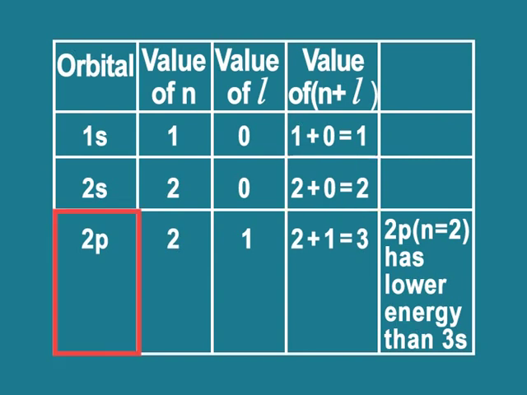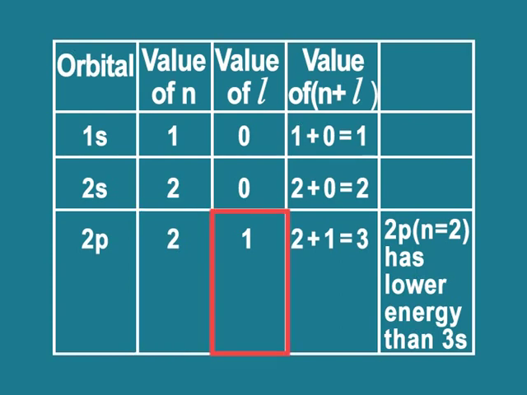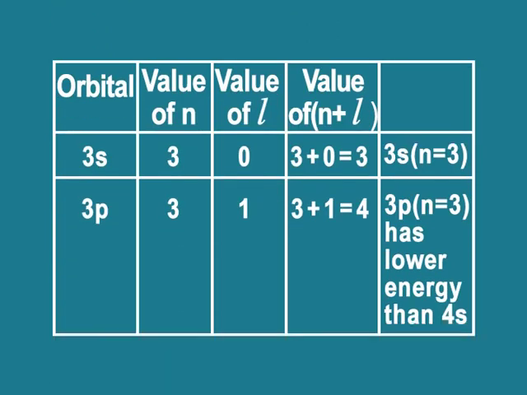For the 2p orbital, the value of n is 2 and the value of l is 1. Therefore, n plus l is 2 plus 1 equals 3. For the 3s orbital, n is 3 and l is 0. Therefore, n plus l is 3 plus 0 equals 3. For the 3p orbital, n is 3 and l is 1. Therefore, n plus l is 3 plus 1 equals 4.